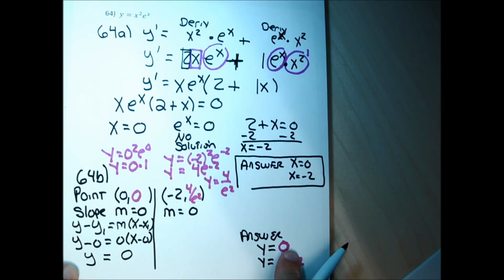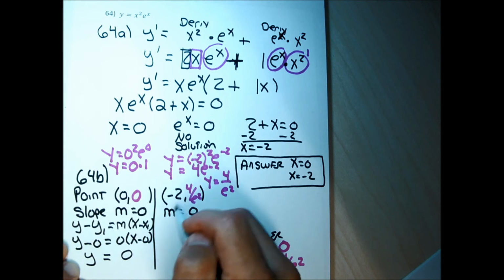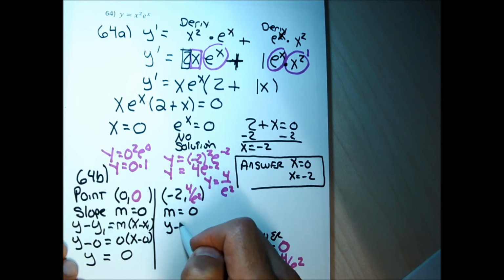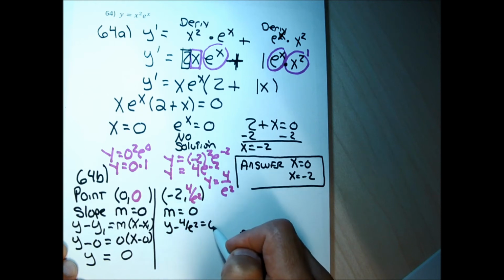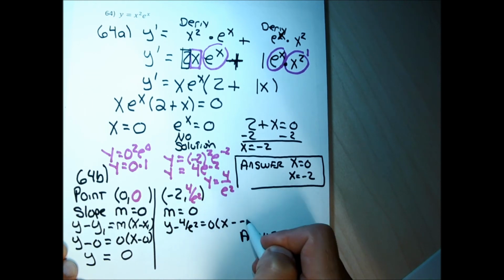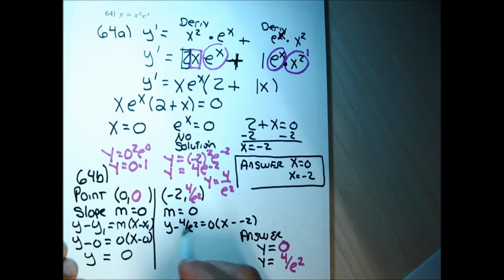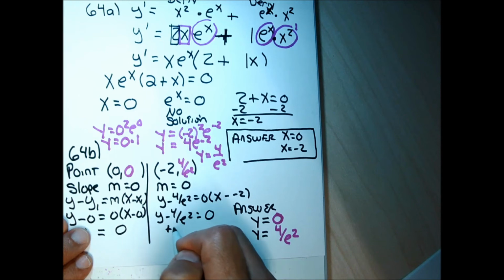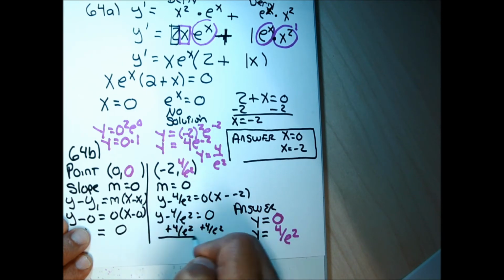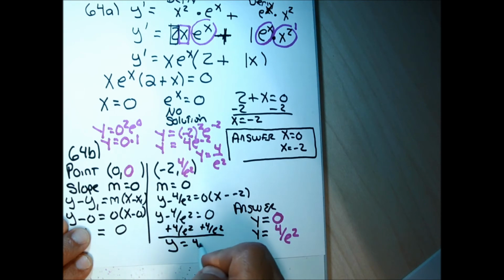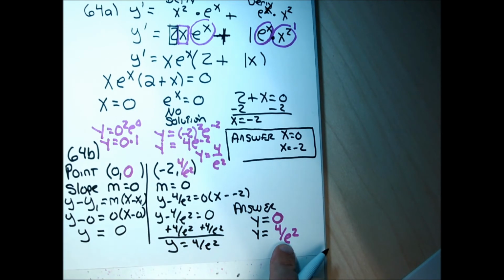So that's that one. And then the second pair, I'd go y minus y1, which is y minus 4 over e squared, equals m, which is 0, times x minus a negative 2. Then I'd get y minus 4 over e squared equals 0, because anything on the right side is 0 times something, which is 0. And then I'd add 4 over e squared to both sides. And I'd get y equals 4 over e squared, which is exactly what I predicted it would be.